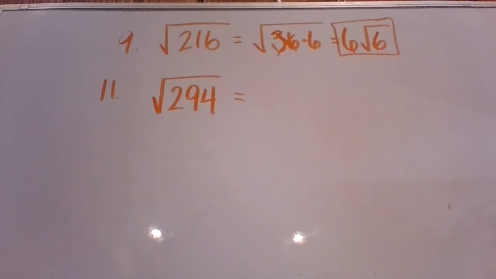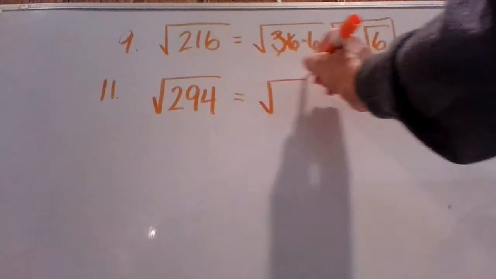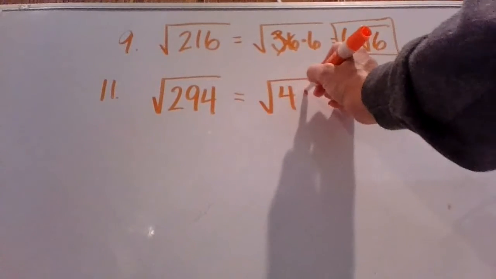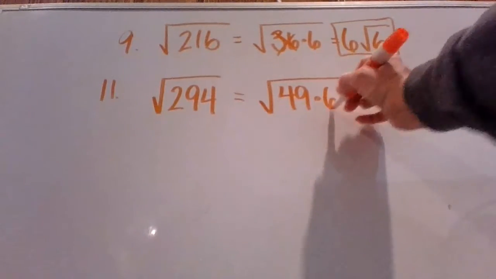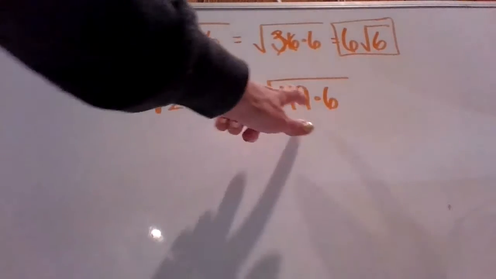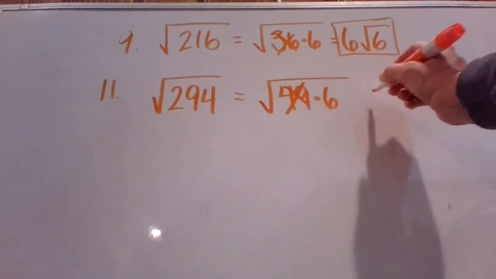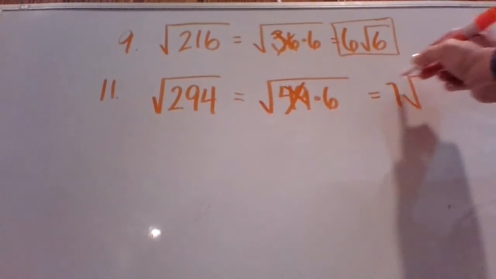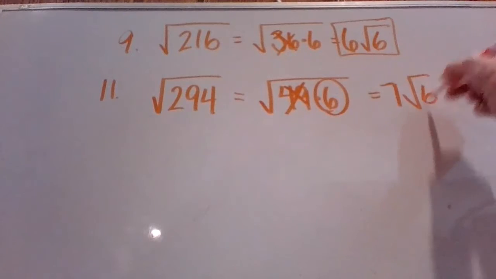294 divided by, we did 64. Let's do 7 times 7, which is 49. Divide by 49, and it's 6. It's a perfect answer here. So that is 49 times 6. Well, the square root of 49, mark that off, gets to go to the outside, and what's left on the inside is the 6. It stays in there.